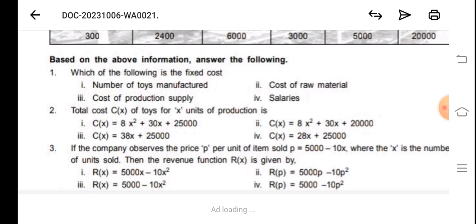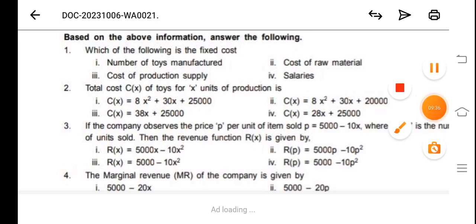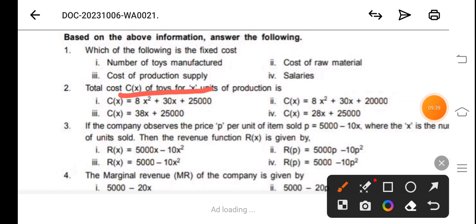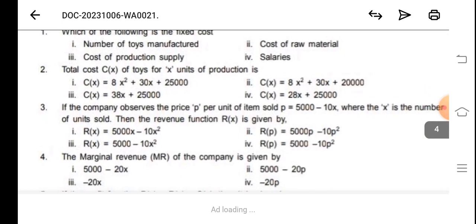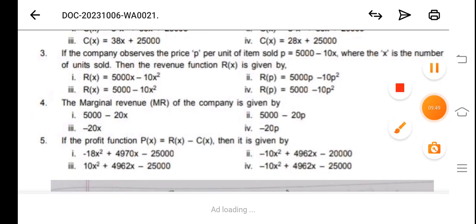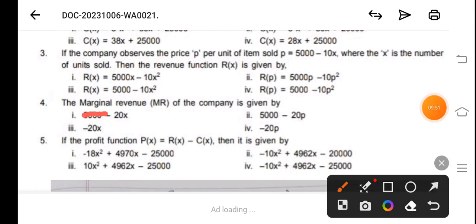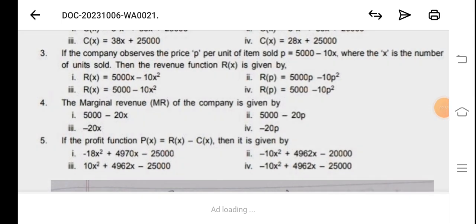Then you want to find the total cost C of x of toys for x units of production. We are going to find C of x. After that, third question, P they have given, and we are going to find revenue. You know the revenue formula, Px. Then marginal revenue, you have to differentiate. The word marginal comes in the answer, you have to differentiate the revenue. Then P of x equals R of x minus C of x, they have told.